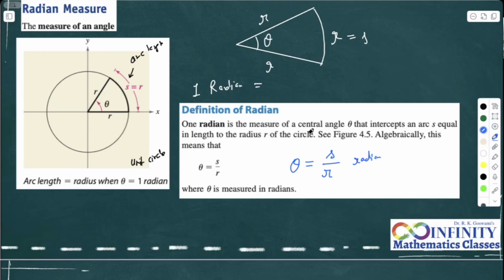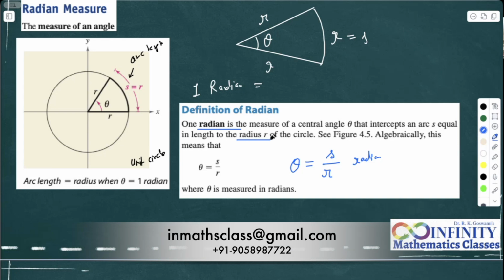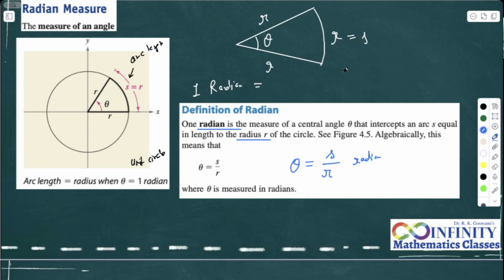1 radian is the measure of central angle theta that intercepts an arc s equal to the length of the radius. I discussed what is 1 radian. And whenever this arc is of arbitrary length s, theta is going to be s upon r. Remember, s is a real number, r is also a real number. So real number upon real number cannot be degree, what we used to have as a measure. So we have another unit, we call it radian.